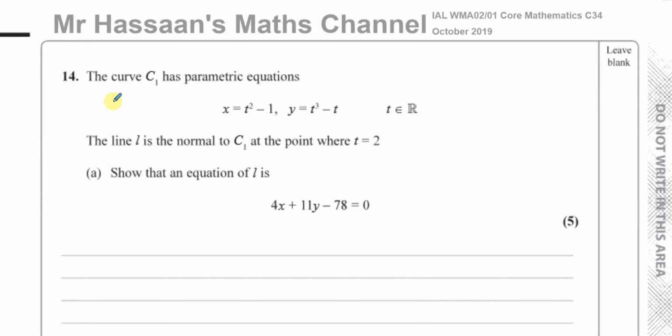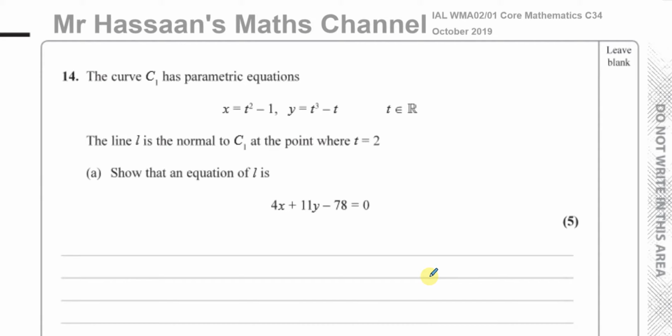Okay. So the curve C1 has parametric equations x equals t squared minus 1 and y equals t cubed minus t, where t is an element of the real numbers. The line L is the normal to the curve C1 at the point where t equals 2. Show that an equation of L is 4x plus 11y minus 78 equals 0. So basically what they want us to do is to find the equation of the normal to this curve at the point where t equals 2, and show that that becomes this equation over here.